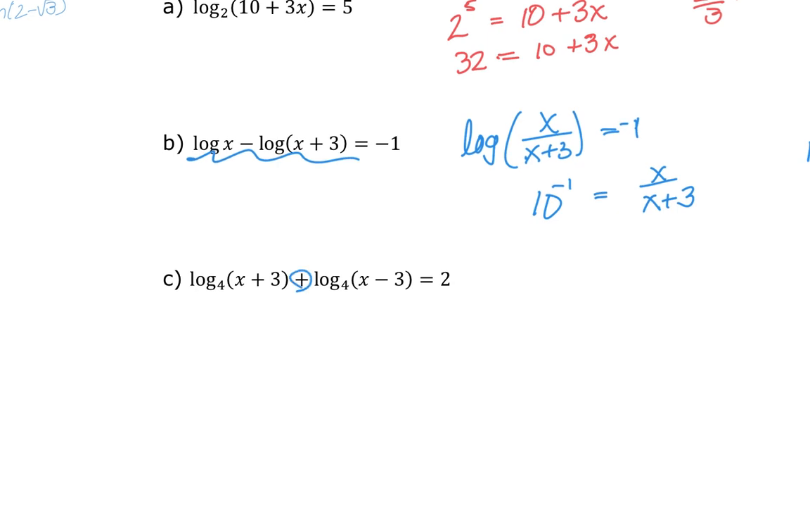So this is addition, so it becomes multiplication. So the log base 4 of x plus 3 multiplied by x minus 3 is equal to 2. So I'm going to rewrite this as 4 squared is equal to x squared minus 9.